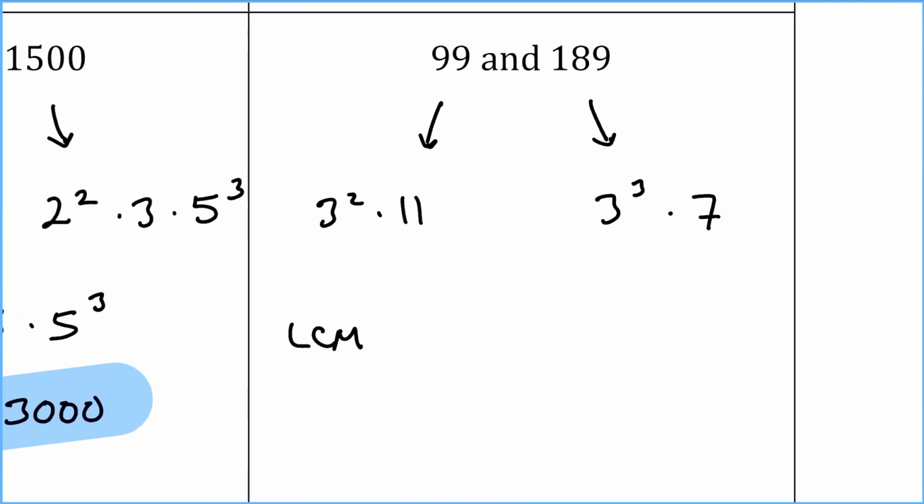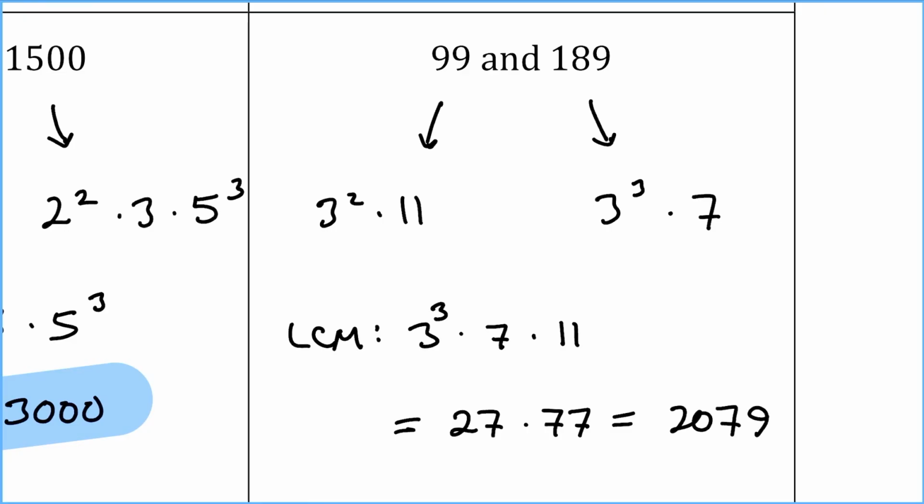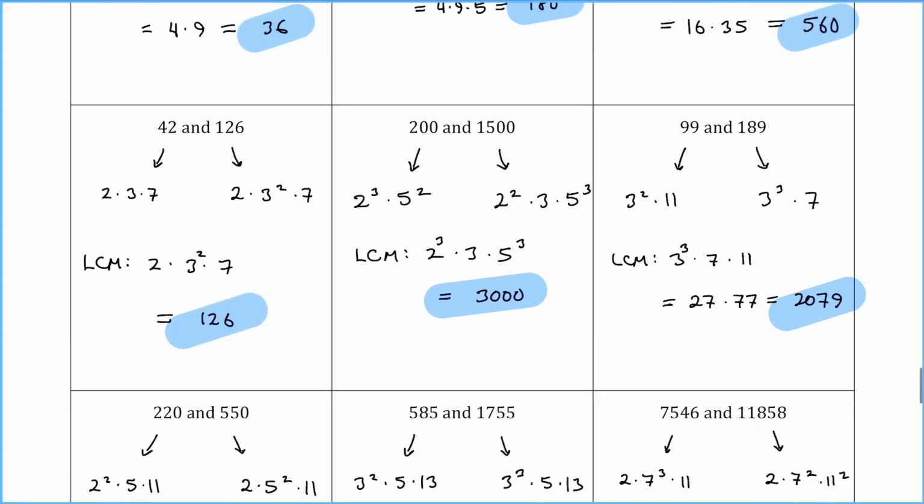Between these two prime factorizations, I see a 3, a 7, and an 11. And the highest exponent on the 3 is a 3rd power. So this is 27 times 77, which is 2,079. So 2,079 is the smallest number that is divisible by both 99 and 189. That's what it means to be a least common multiple.